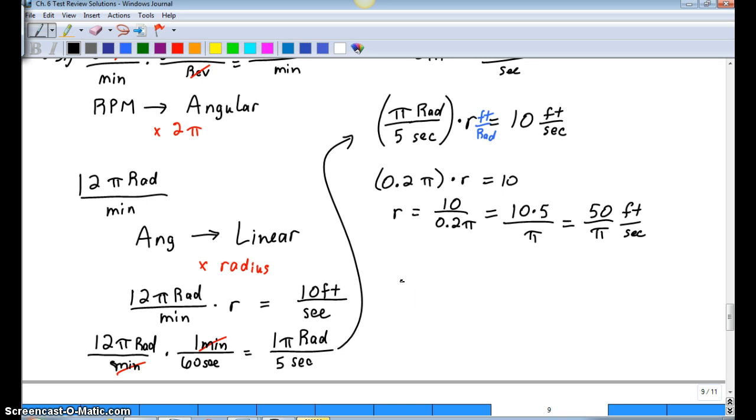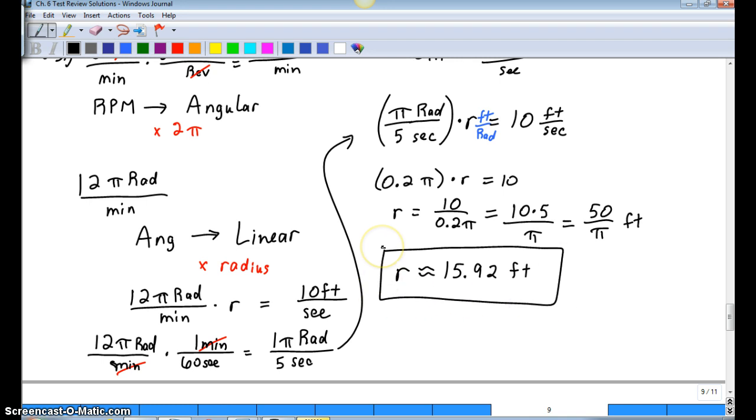Nope, I'm sorry. Our seconds would have actually canceled. So you're just left with feet. Okay, you have per second on the left, per second on the right. Those actually reduce, and you're just left with feet. So r is about, well, it's 50 over pi, which is around 15.92 feet. Which is a pretty good sized merry-go-round, 16-foot radius.